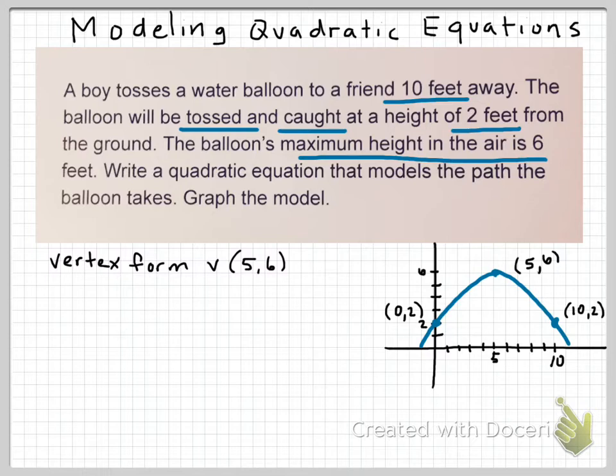There's a couple of forms that our parabola could take if we wanted to write an equation of it. We could write it in standard form, we could write it in vertex form, we could write it in factor form. But since we already know the vertex, I think writing it in vertex form would be really nice and kind of easy, actually.